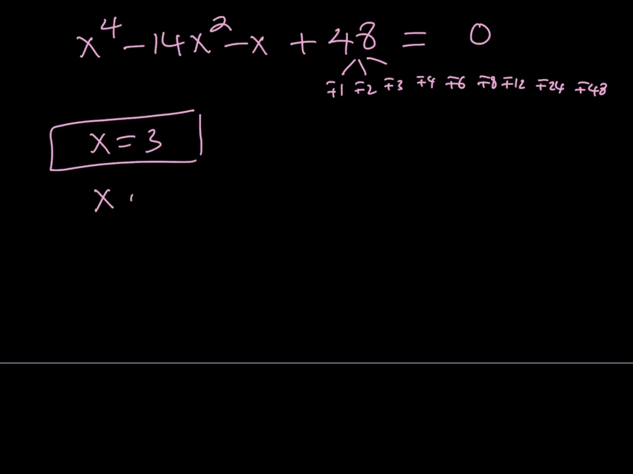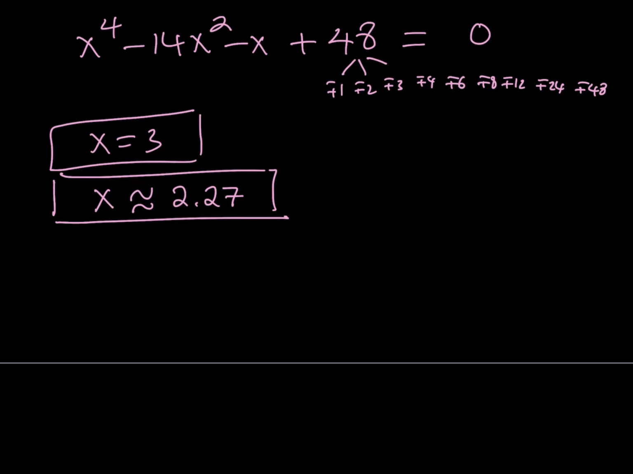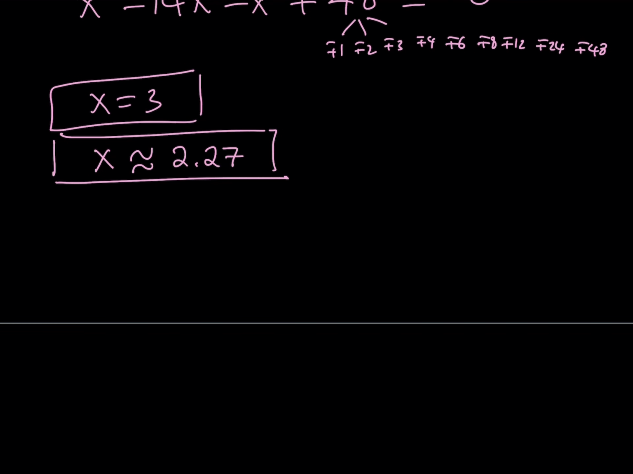Okay, so the other solution is approximately 2.27. Don't worry about the details, you can use a calculator to find the other answer. Let's go ahead and also box that so that there's no difference between these two solutions. And then we have two complex solutions.